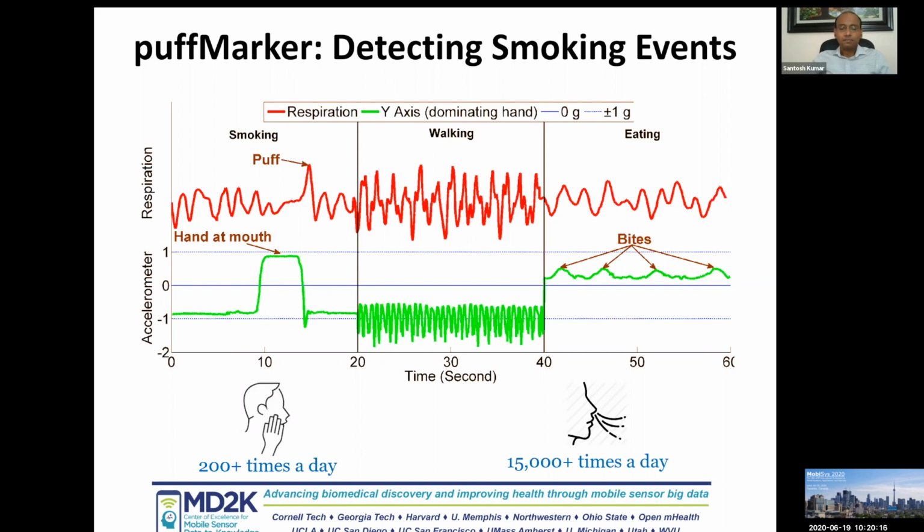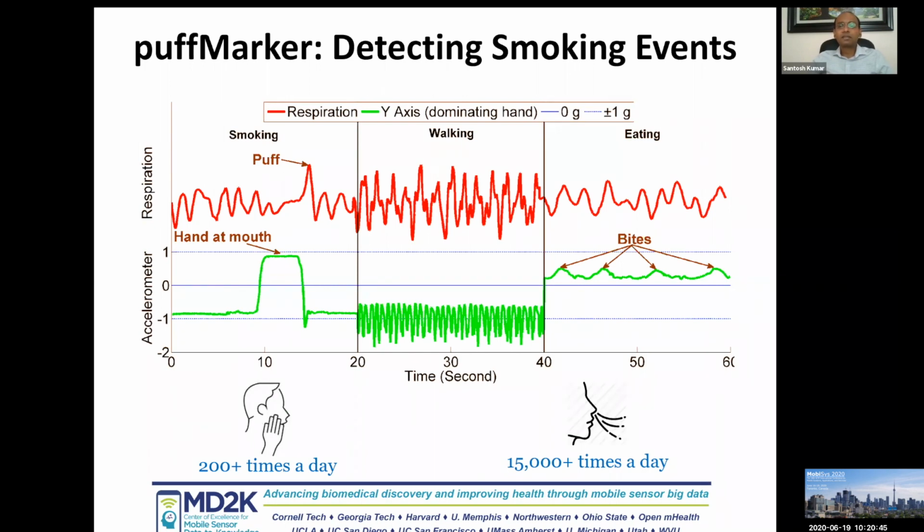But then, if we think about hand to the face or to the mouth, more than 200 times a day. Perhaps less now in this pandemic, as people become more aware that you should not be touching your face that often. But still, it's in few hundreds. And if we think about the breath cycles, that's more than 15,000 a day.